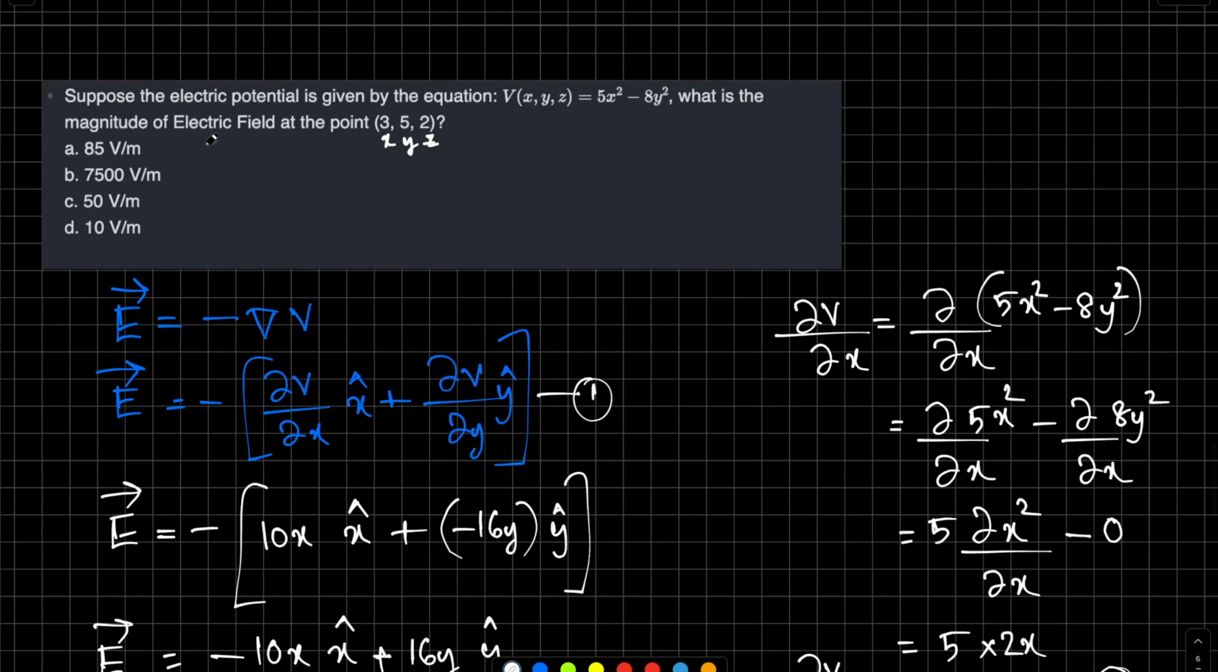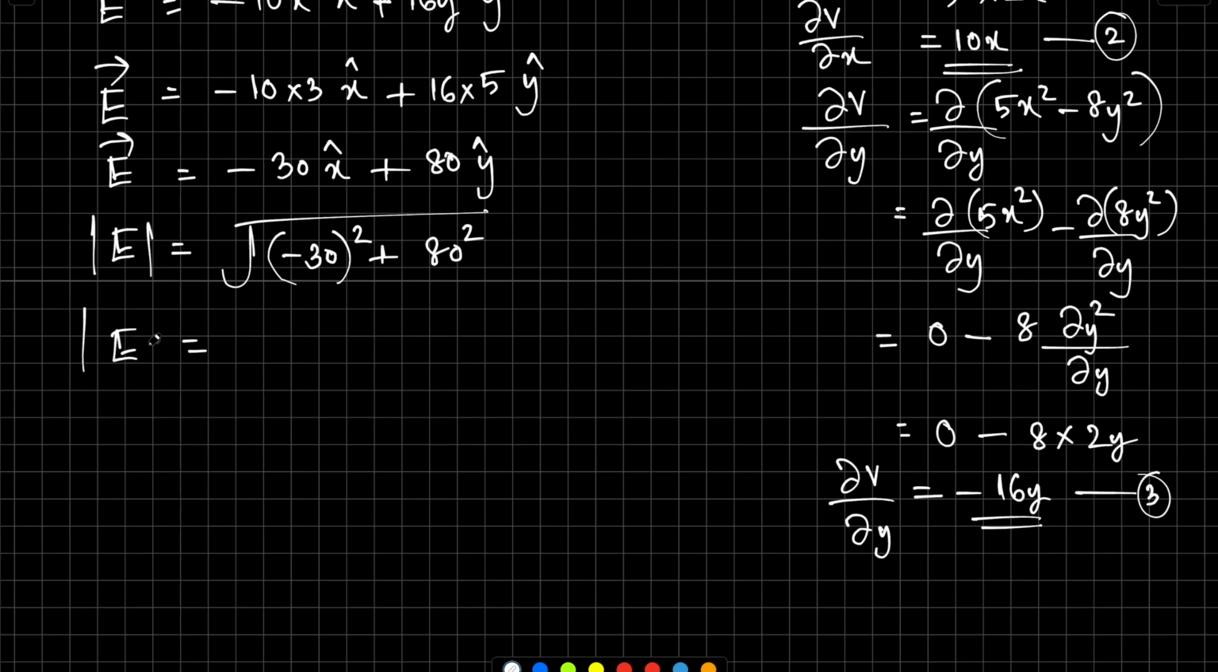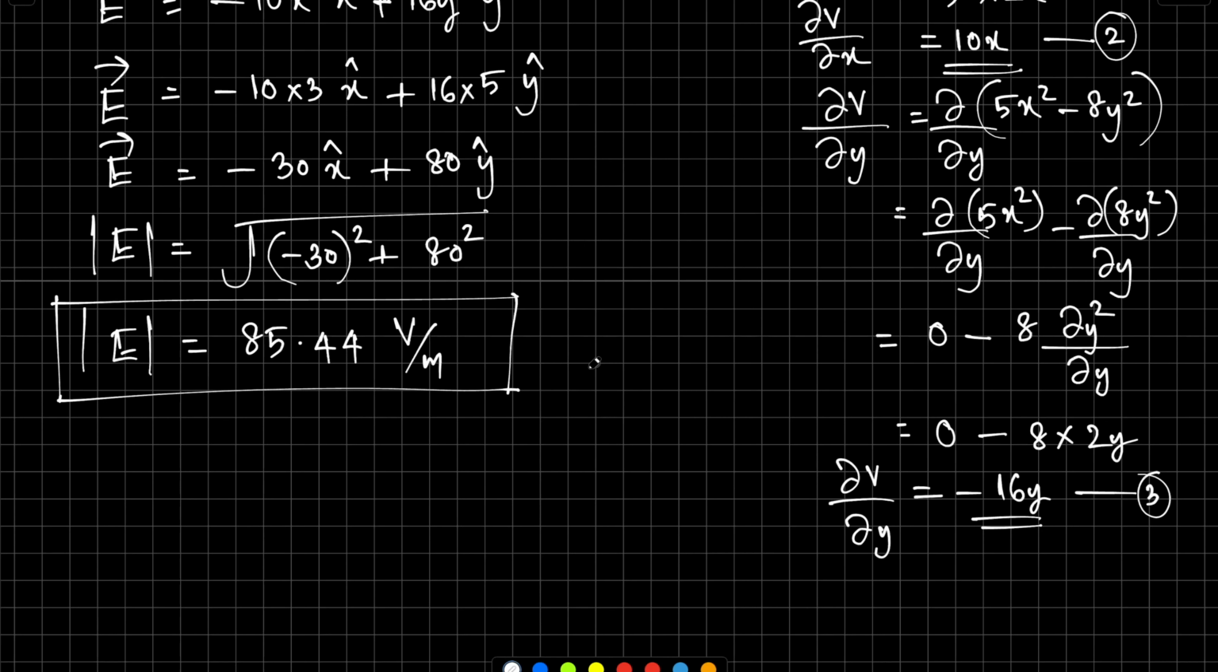We need to find the magnitude. It's a vector. How do you find the magnitude? Use the Pythagorean theorem. Square root of x component square plus y component square. If you have a negative sign, when you take the square root, put this inside a bracket. Or just ignore the negative sign. So magnitude of electric field will be equal to 85.44 volt per meter or Newton per coulomb. Yeah, that's our final answer.